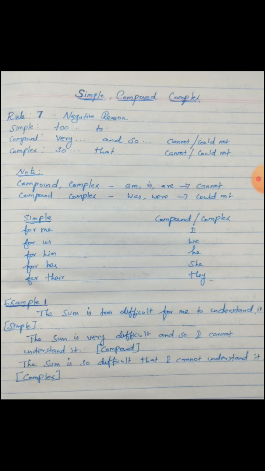So in the simple sentence, the sum, that is an object, is present here, so only we have to use for me. If any person is present as the subject, we don't want to use for me, for him and all. So: the sum is too difficult for me to understand it. The sum is very difficult and so I cannot understand it. The sum is so difficult that I cannot understand it. So too also gives a negative sense.